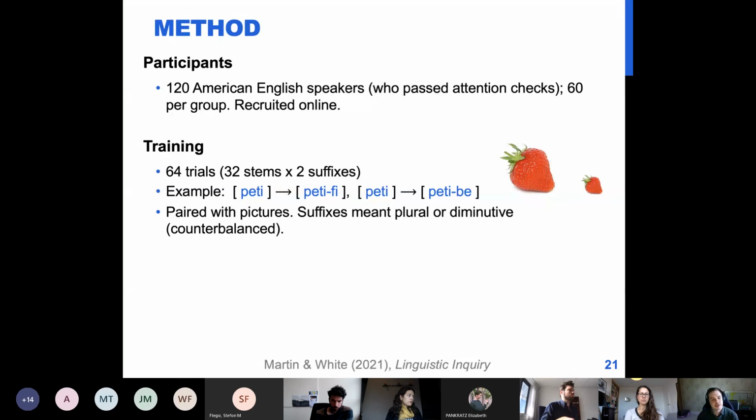The training here is they would get 32 stems with each of the two suffixes, so petit, petit-fi, also petit, petit-be. And they were paired with pictures. The suffixes in this case meant either plural or diminutive, counterbalanced. So that means that for half the people, be meant diminutive, and for half of them, it meant plural.